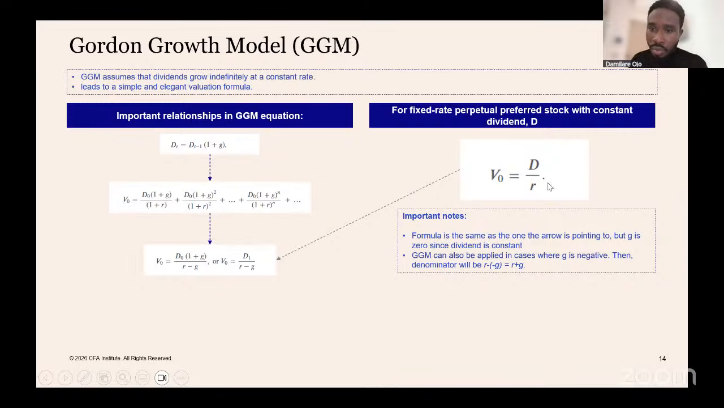It says the formula is the same as the one the arrow is pointing to, but G is 0 since dividend is constant. GGM can also be applied in cases where G is negative. Yes, we can have cases where the growth rate is negative, and we can also apply GGM in those instances. Please note that you can have a question that says, when is GGM appropriate or when is it not appropriate? And then you see an option that says when growth rate is negative, you cannot apply GGM. No, you can apply GGM even when G is negative. What would happen is just that your denominator will be R minus your negative G, which would then be R plus G, since you'll be multiplying negative with negative. So that's very important to note.